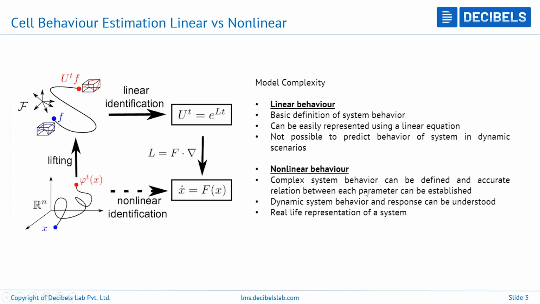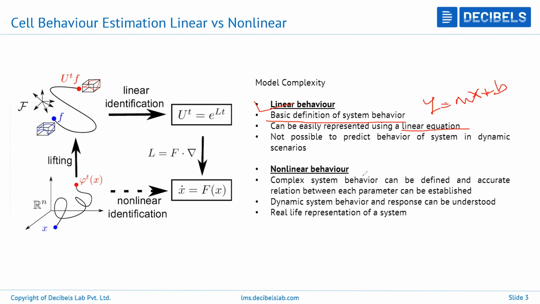Right? So when we try to understand the cell behavior, there are basically two ways in which we can do this, right? One is by having a very simplified approach, a very linear behavior sort of approach, where we are only defining a very basic sort of behavior of the cell. And you can very easily represent this behavior using a straight line equation or a linear equation. You may have, you know, y = mx + b, right? This is a simple straight line equation. So if you just represent the entire cell behavior using two constants and represent this in terms of the x variable, then you have a very simplistic approach, right?